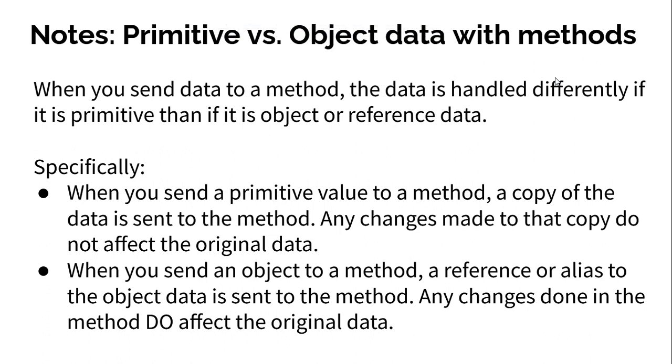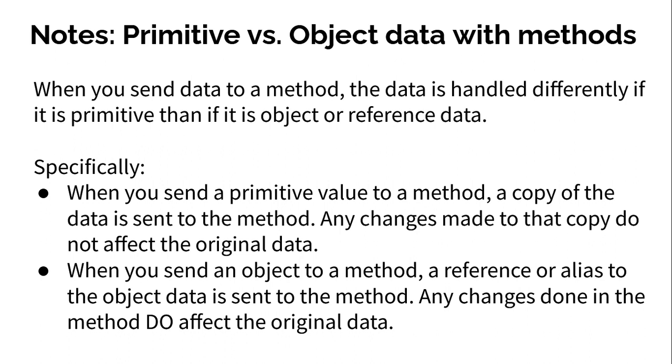This is something new. It's not super hard, but it's important. It'll show up on the AP test. When you are calling a method and sending data over to the method, you put parameters in the parentheses. Java acts differently depending on what kind of data you're sending over.